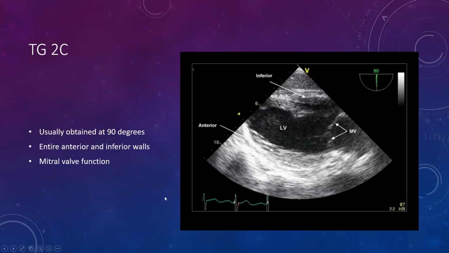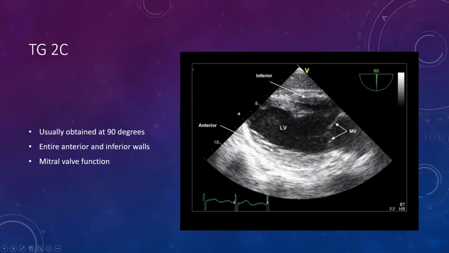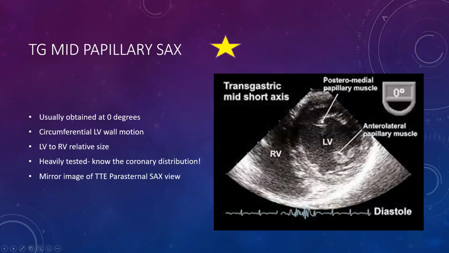Turning 90 degrees, you can get your transgastric two-chamber, LV, LA, mitral valve. You can see the entirety of the inferior and anterior walls. So something that I'll often do is I will get this beautiful transgastric mid-pap view, and I will use that X-plane function that I told you about so that I can also get my two-chamber view. This allows me to see, in the mid-pap view, the circumferential wall motion abnormalities.